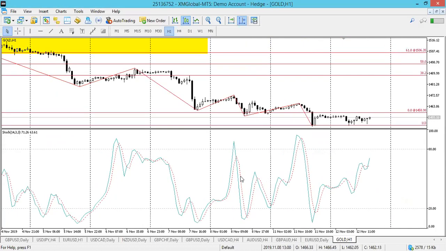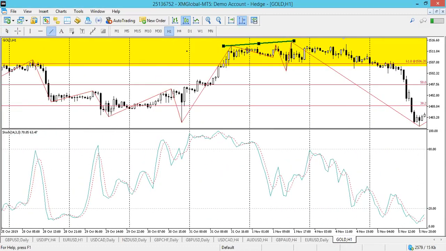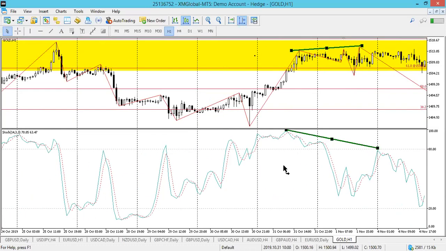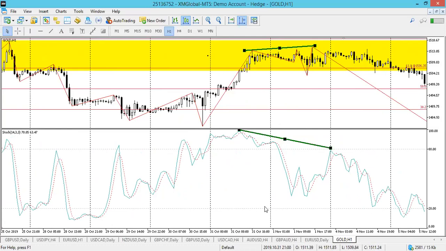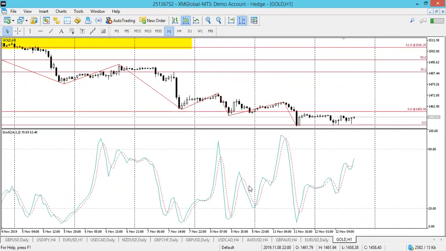Together with that, you may also see a couple of divergences. Okay? Kagaya nito, it's quite clear. No? Meron kang malinaw na divergence dito. But sometimes it's a little bit confusing since there are two lines. So normally, I don't like to use stochastic and I would prefer RSI instead. But almost the same lang naman yung binibigay nilang type of analysis.